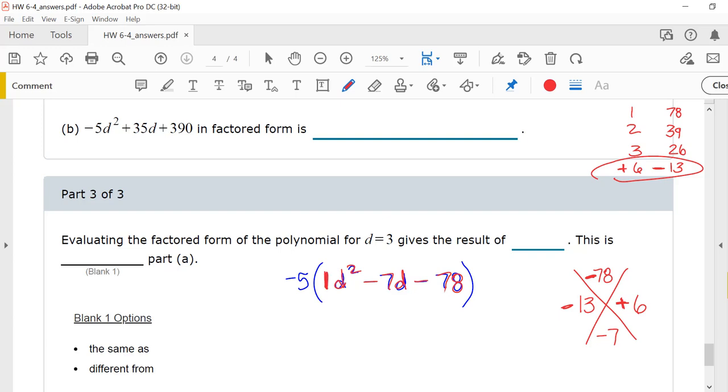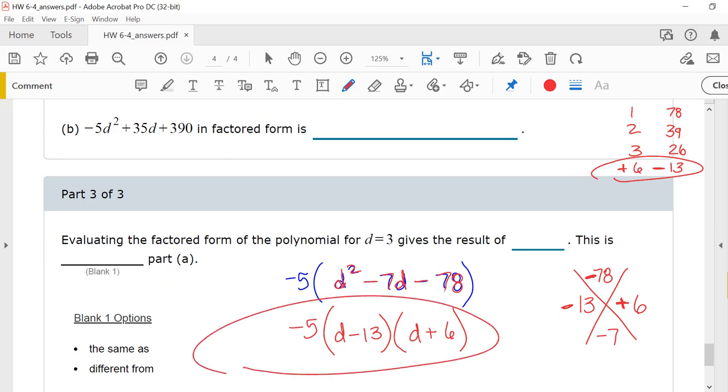Because it's a 1 out front of the d squared, I don't have to factor by grouping. I know that I have negative 5 times d minus 13 times d plus 6. So this is what goes right there.